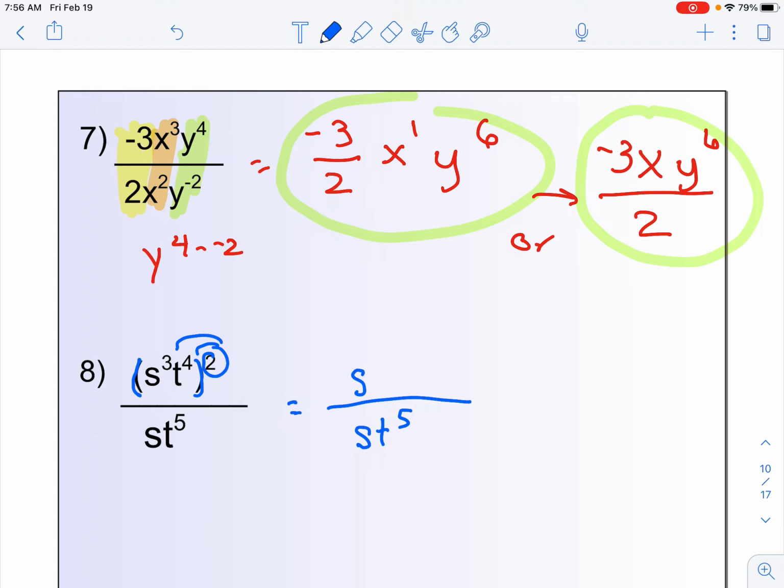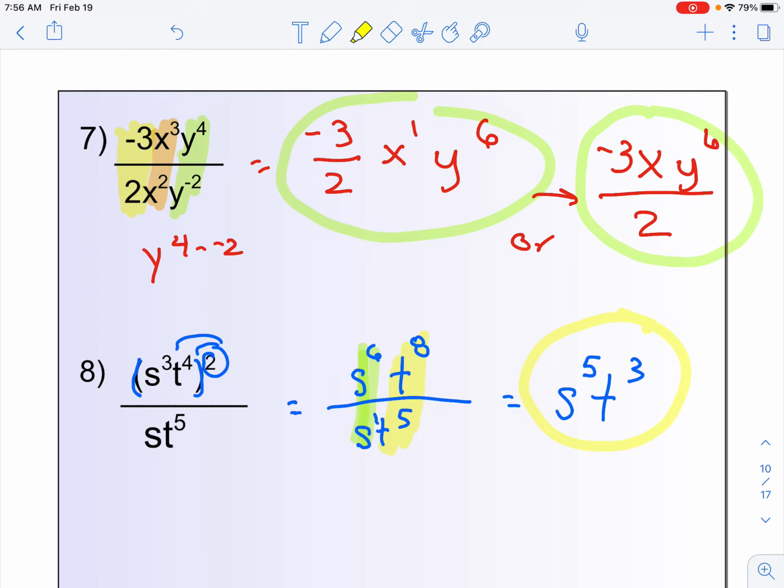So this should give you s to the 3 times 2, 6 power, and t to the 4 times 2, 8 power. Now we look for common bases. This is s to the first, so that would be s to the 6 minus 1, or s to the 5th power. Now we look at our t's. T to the 8th over t to the 5th. We're going to subtract those exponents, and that's going to give us t to the 3rd. And then that is our answer.